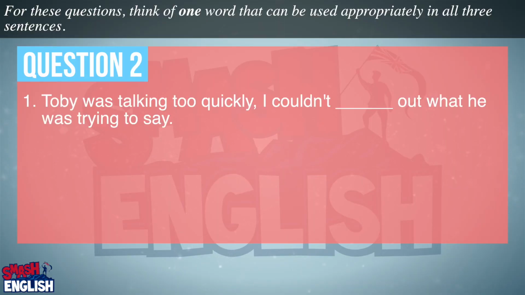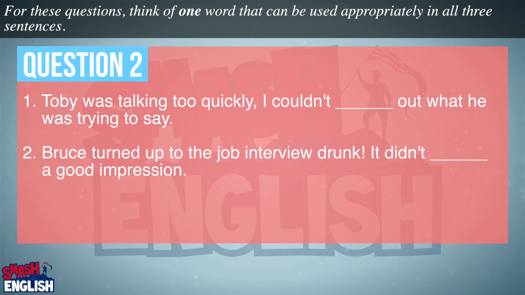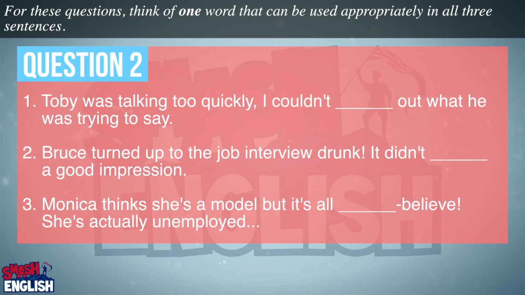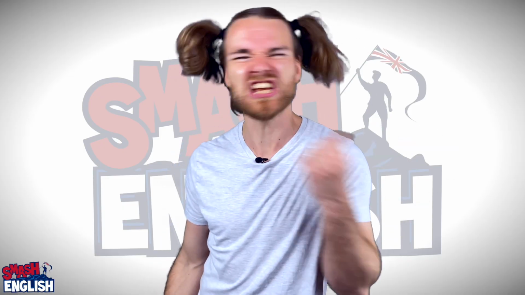Sentence 1. Toby was talking too quickly. I couldn't what he was trying to say. Sentence 2. Bruce turned up to the job interview drunk. It didn't a good impression. Excuse me, I was not drunk. And sentence 3. Monica thinks she's a model, but it's all believe. She's actually unemployed. Oh my God, Toby, shut up. You don't even know me.